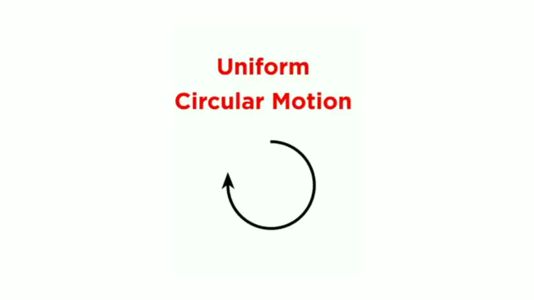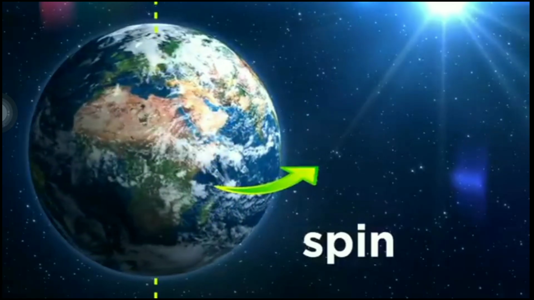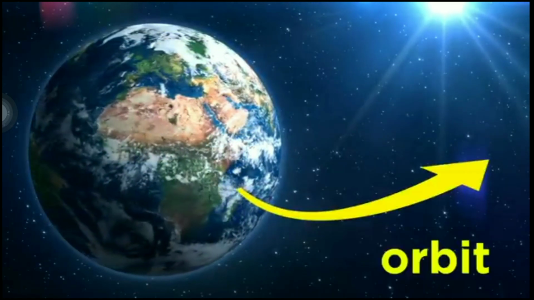We talk about uniform circular motion, but we need to make an important distinction between spin and orbit motion. An object can spin around an internal axis that goes through its center of mass, and it can also orbit around some external axis. This means that the Earth will spin on its axis, but it orbits around the Sun.